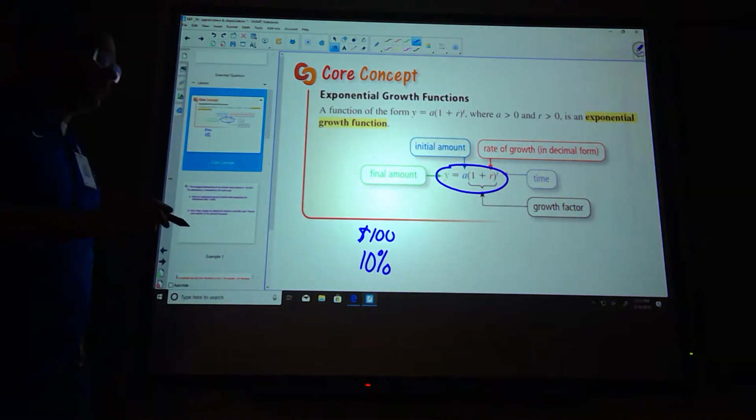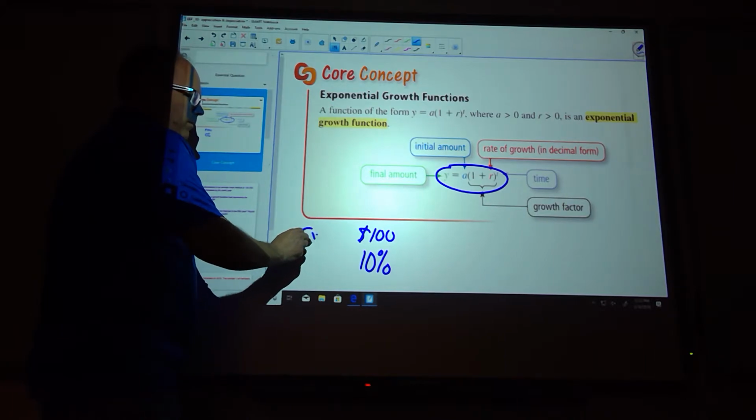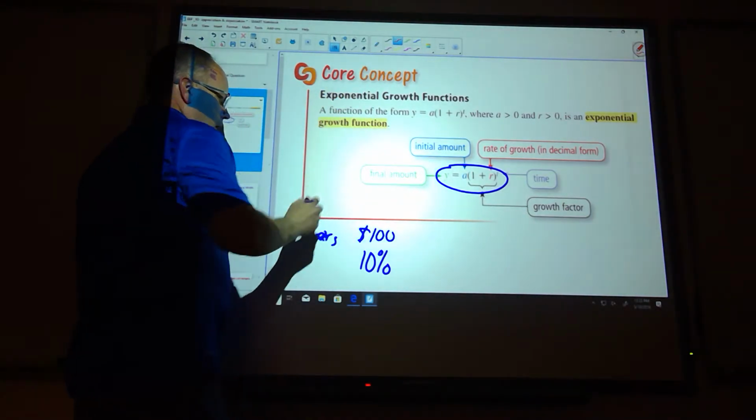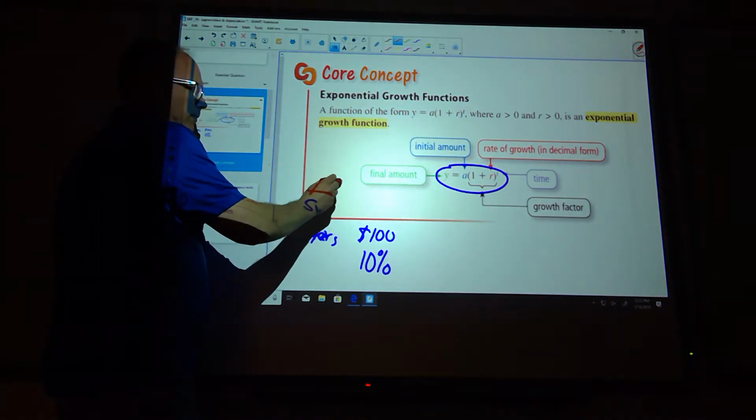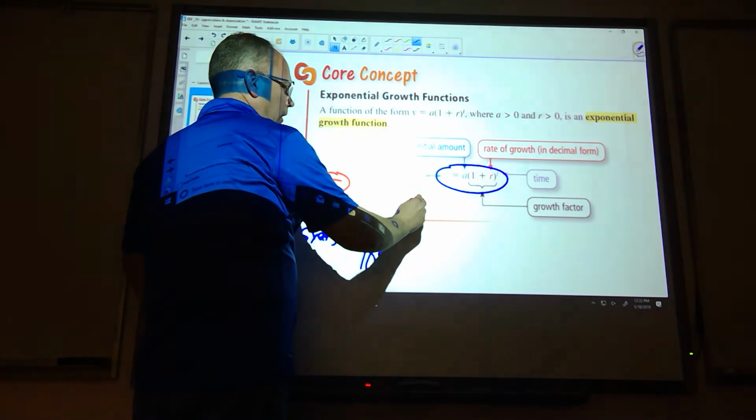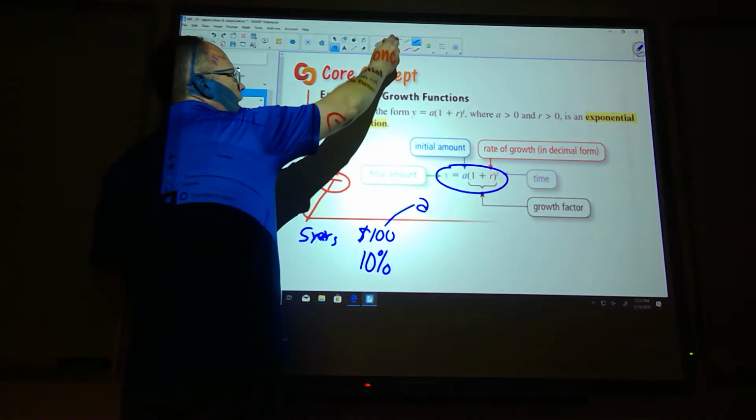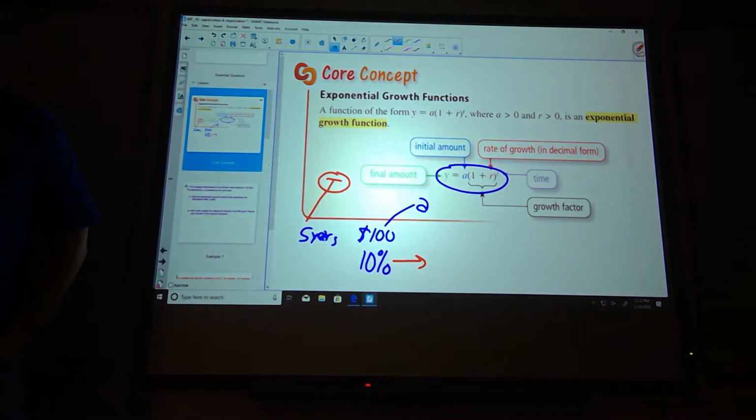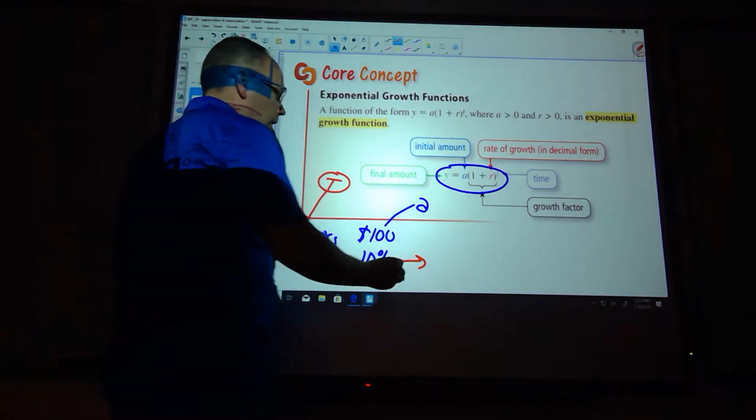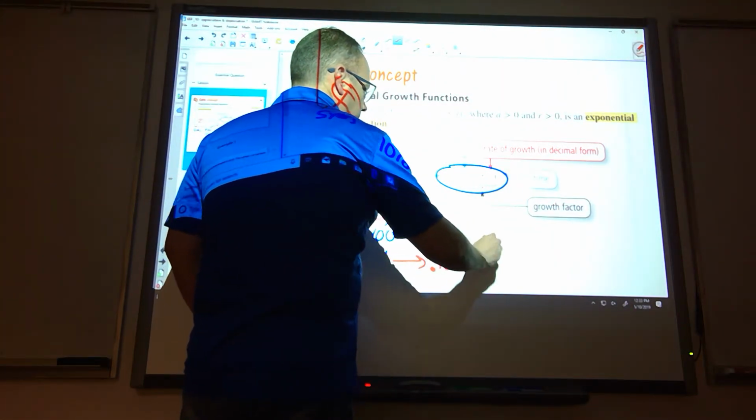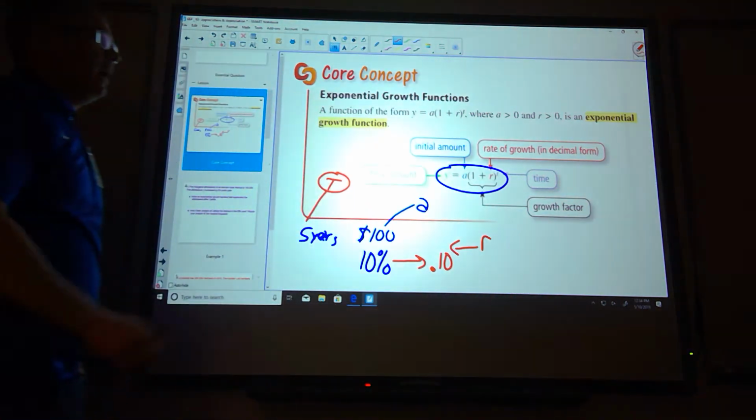Is that okay? Oop, if I could spell, things would be good. All right, so this will be our time. Our initial amount is going to be the 100. And then I need to make this. How do I make 10% a true decimal? 0.10? Is that right? 0.10. That will be our R value. Okay?